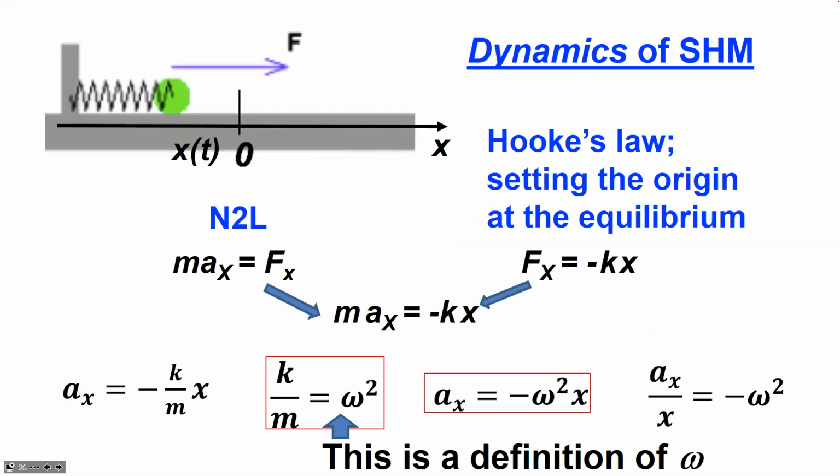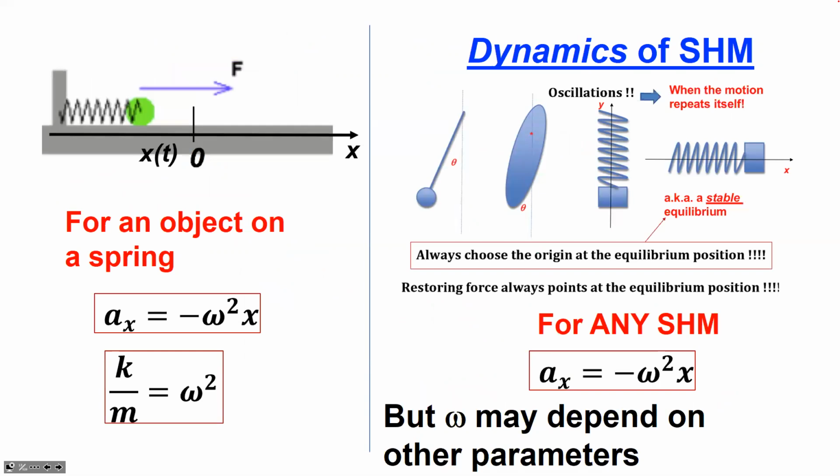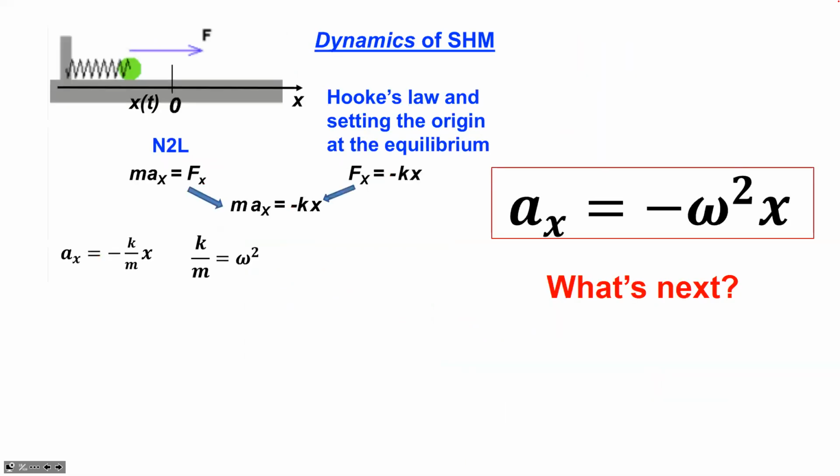Well, and what do we do now? Well, now we need to solve this equation. How do we do this? Well, we know that acceleration is the change of velocity over time. We know that velocity is the change of position over time. So I could use this in here.